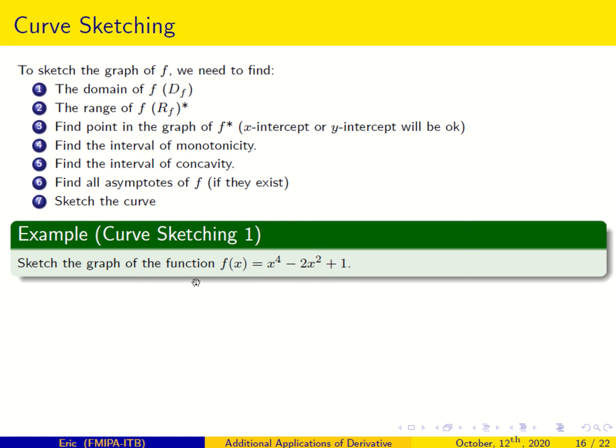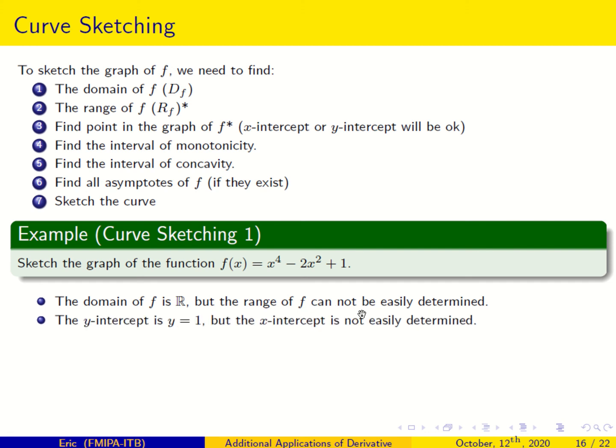Okay, the first one is the domain. The domain is all real, because this is continuous at all real. So the domain is all real. The range cannot easily be determined. The y-intercept is y equals 1.